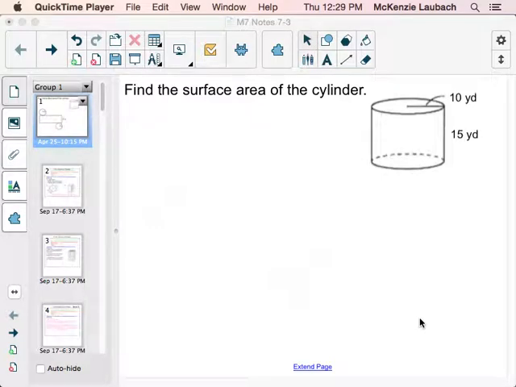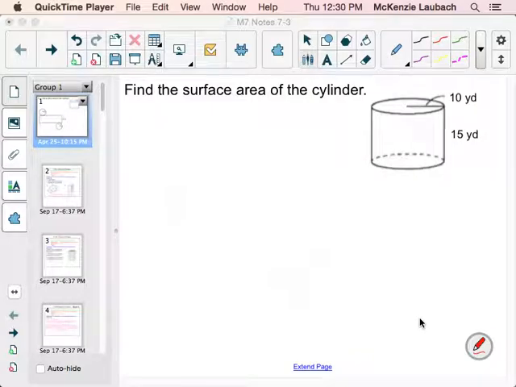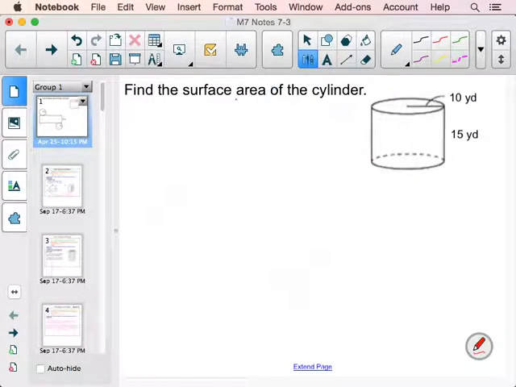Okay, so let's take a look at this cylinder. We're going to find the surface area. So you have to think about what that means. It literally means find the area of all the surfaces and have that total area for the entire 3D figure.